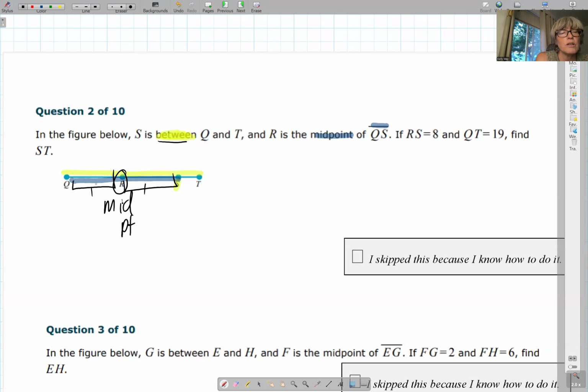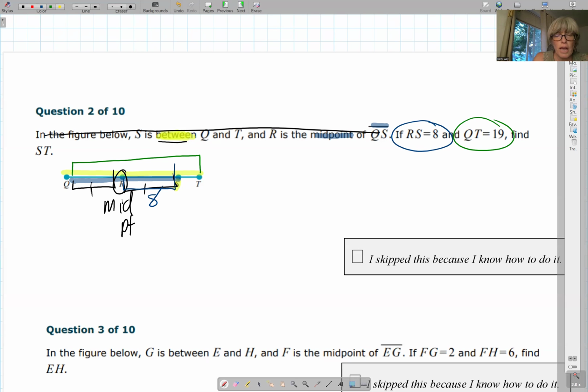I'm going to use brackets, hatch marks. Took care of all of this information. R to S is 8. And Q to T all the way is 19. Now, ALEKS is going to want you to find a specific something. In this case, it's ST.